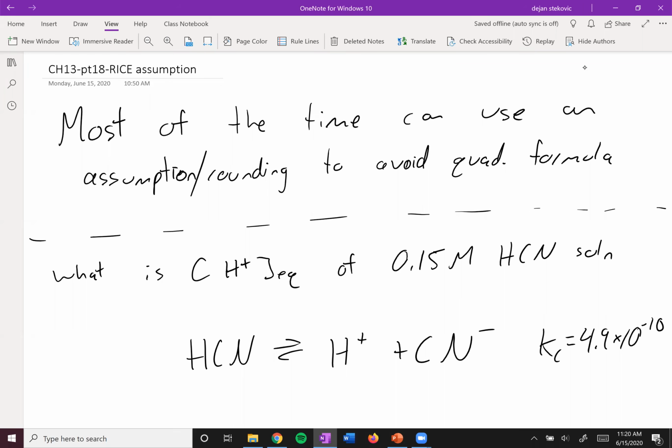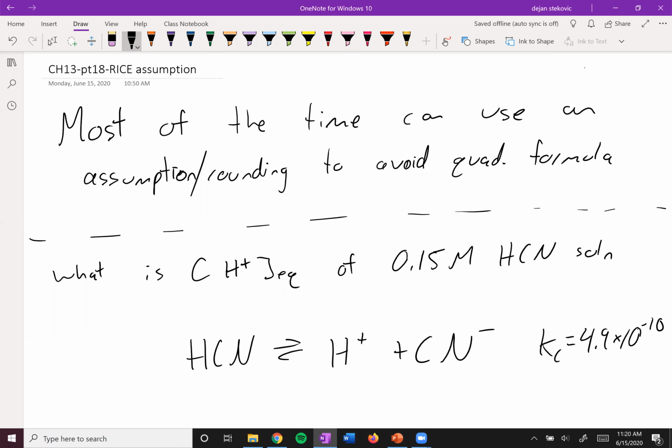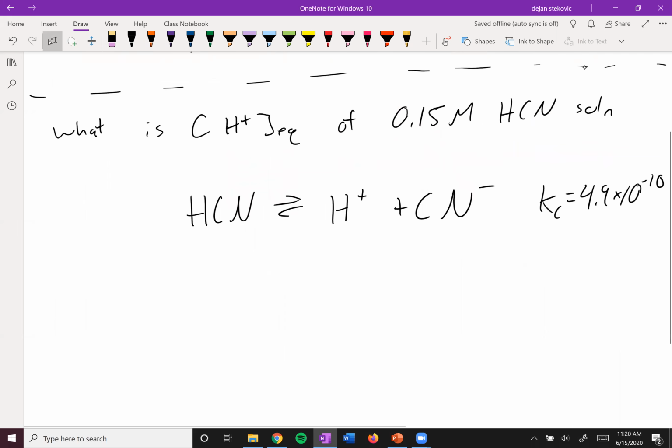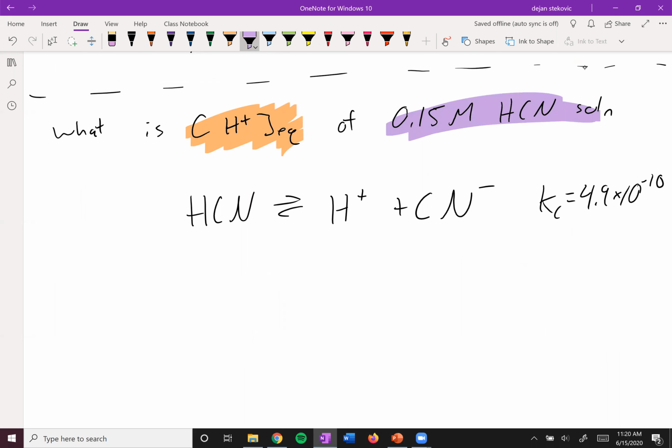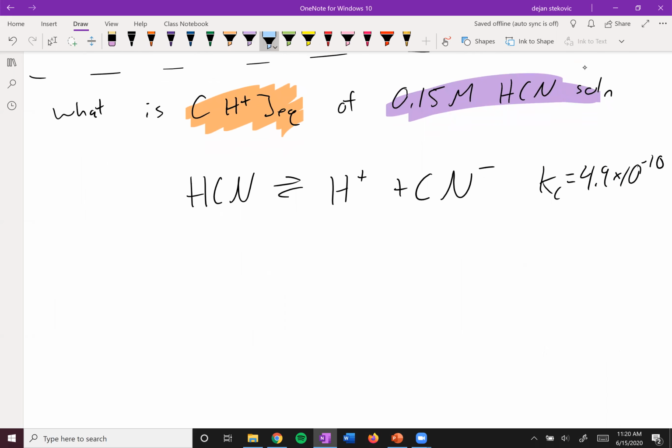All right, so as we said last time, most of the time we can actually use an assumption slash some rounding to avoid the quadratic formula. So let's see an example of that. In this question, it asks us what's the concentration of H plus at equilibrium in a 0.15 molar HCN solution, and then it also gives us the value of Kc.